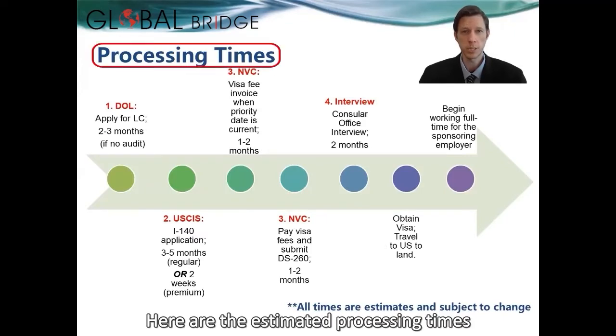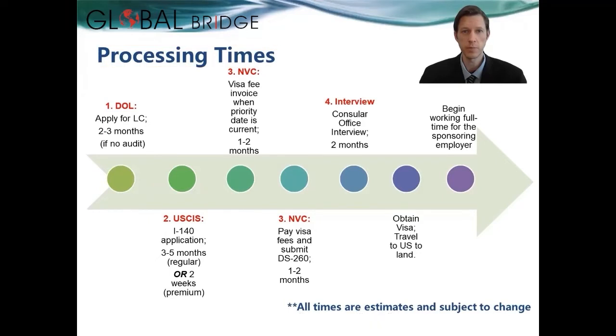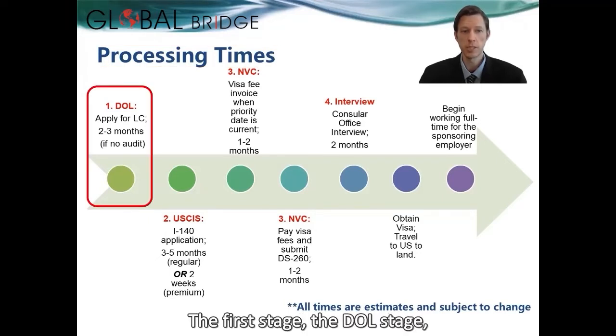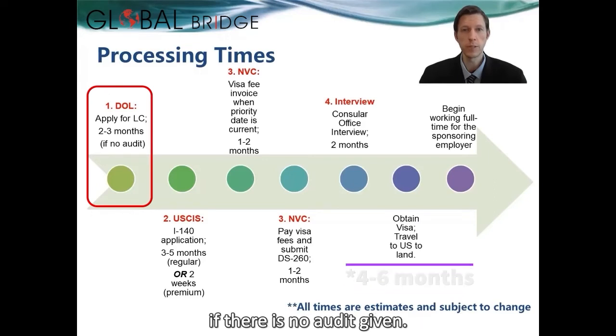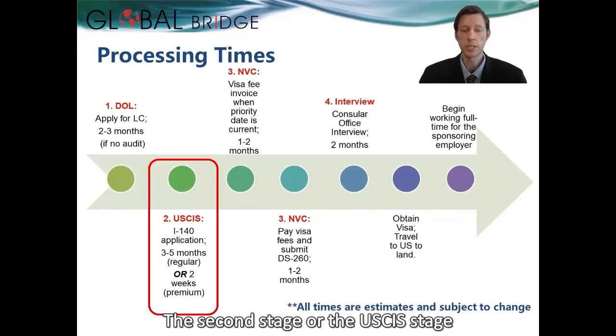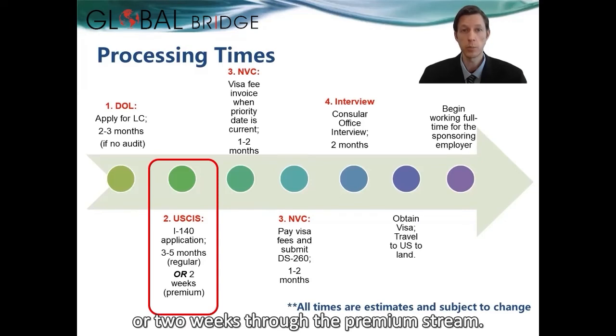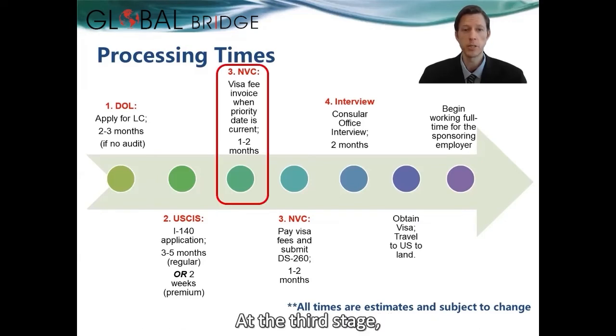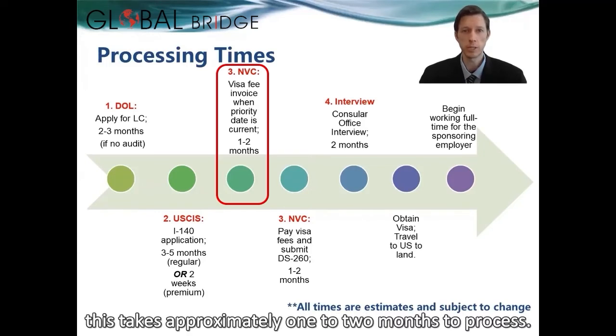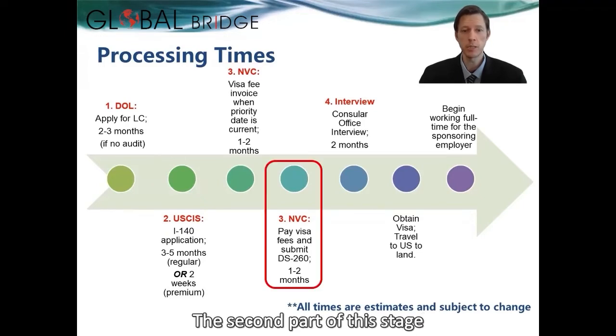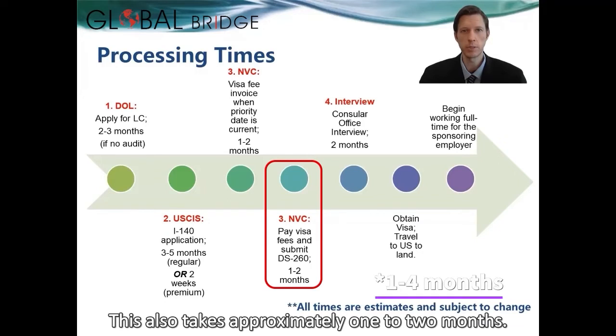Here are the estimated processing times to complete the applications. The first stage, the DOL stage, takes approximately 2 to 3 months if there is no audit given. The second stage, or the USCIS stage, takes 3 to 5 months through the regular processing stream, or 2 weeks through the premium stream. At the third stage, when the visa fee invoice is presented, this takes approximately 1 to 2 months to process. The second part of this stage is when the visa fee is paid and the DS-260 is submitted. This also takes approximately 1 to 2 months.